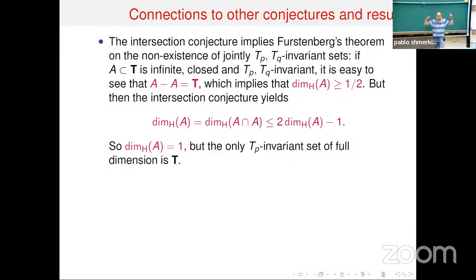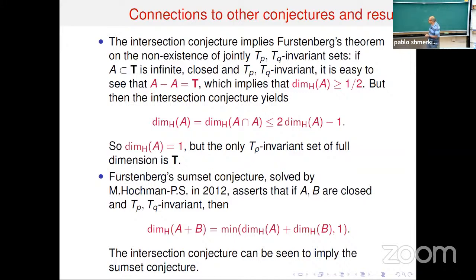Okay, so I mentioned Furstenberg's theorem that there is no set which is closed and invariant under times 2 and times 3 other than the trivial ones. And this is a rather easy corollary of the slicing conjecture, which is actually pointed out in Furstenberg's paper already. It's easy to see, using the multiplicative independence, that the difference set of A with itself has to be the full torus, using that it's closed and T_p and T_q invariant. And then this implies that the dimension of A cannot be 0. And once it cannot be 0, you apply the Slice theorem to A and itself, because it is T_p and T_q invariant. And then this tells you that the dimension has to be 1. But it is well known that the only invariant set of dimension 1 is everything. So that's the deduction.